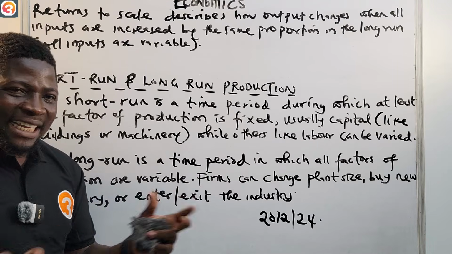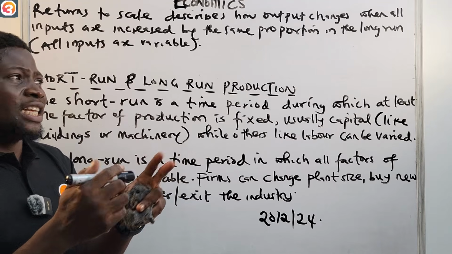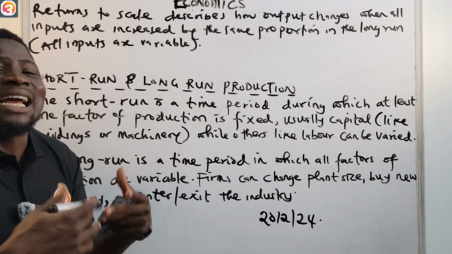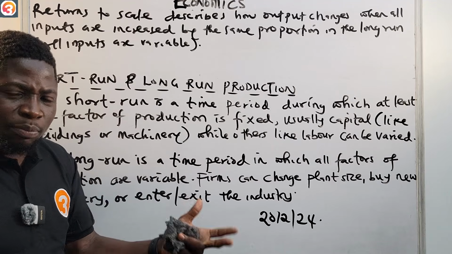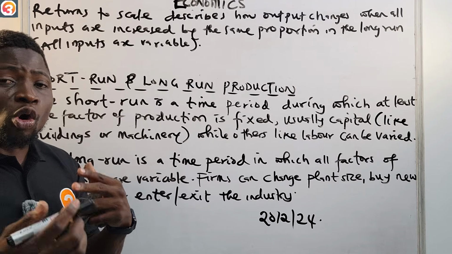The basic idea is that if you double all inputs, for example, like labor and capital, what will happen to the output? If you double all inputs, what will happen to the output? So let's quickly see what will happen when we double all inputs.